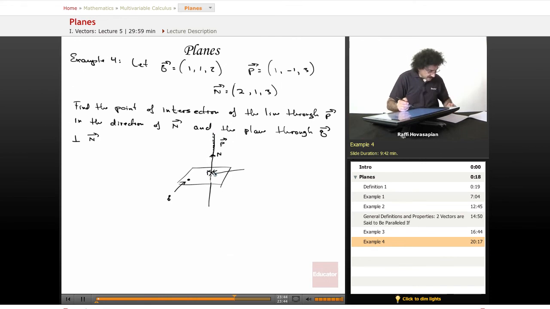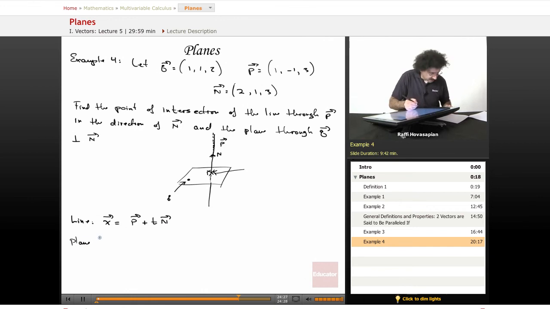Okay, so let's see what we've got here. Let's go ahead and find some equations. So we know that X equals the point P plus T times the vector N. That's the equation of the line that passes through P in the direction of N. Actually, let me specify this a little better. The line is X equals P plus T times N.